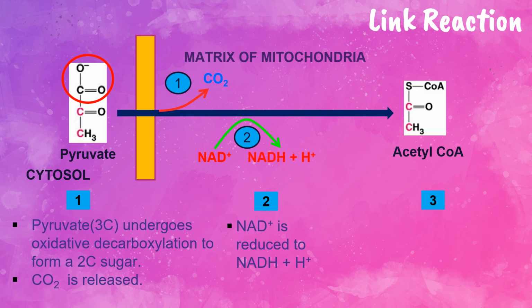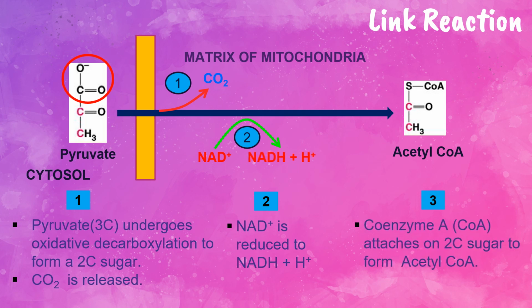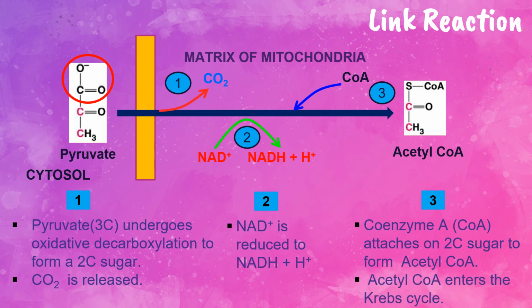Step 3. The acetyl compound then combines with coenzyme A to form acetyl coenzyme A, or acetyl CoA. Acetyl CoA will then enter the Krebs cycle.